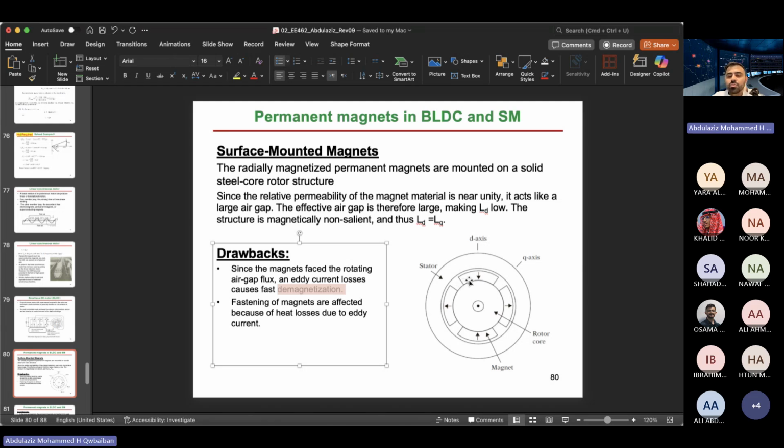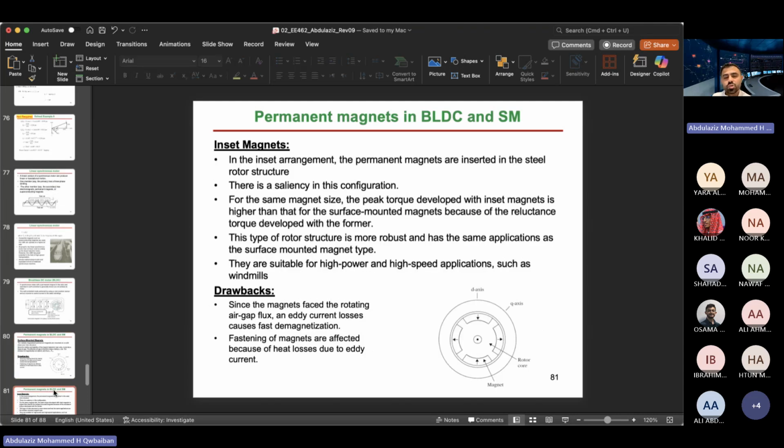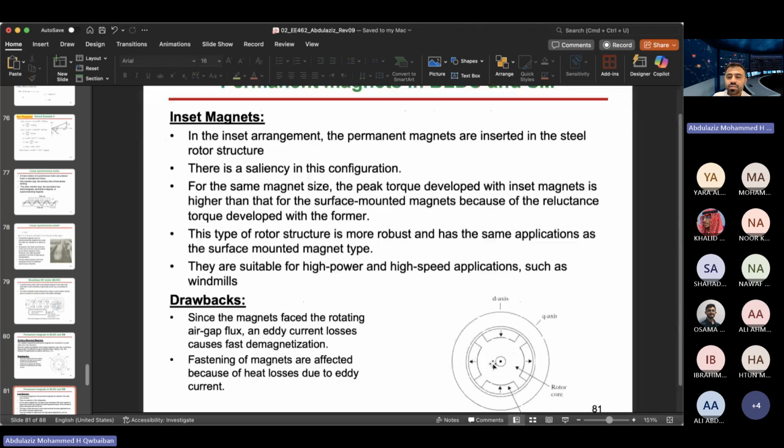And over time, they would lose the magnetization characteristics of these permanent magnets due to heat. And having them would have a smaller life cycle. So one other solution to avoid the issue of gluing is what we call the inset magnets. So we insert them inside the steel.